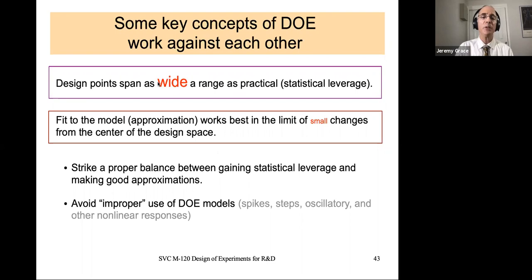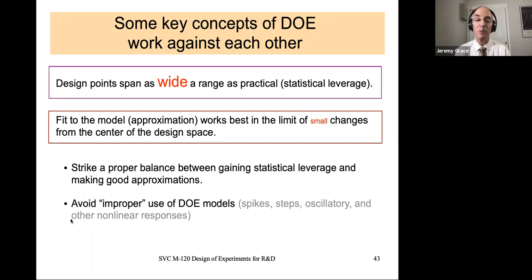So your design points span as wide a range as practical to get statistical leverage. And yet, mathematically speaking, the fit to the model is an approximation that works best in the limit of small changes. So what should we do? Make big changes or small changes? The answer, of course, is you strike a proper balance between gaining statistical leverage and making good approximations. And the response variation is the determinant of how you strike that balance.